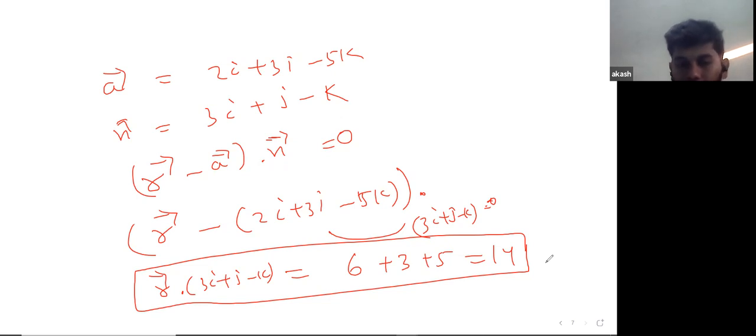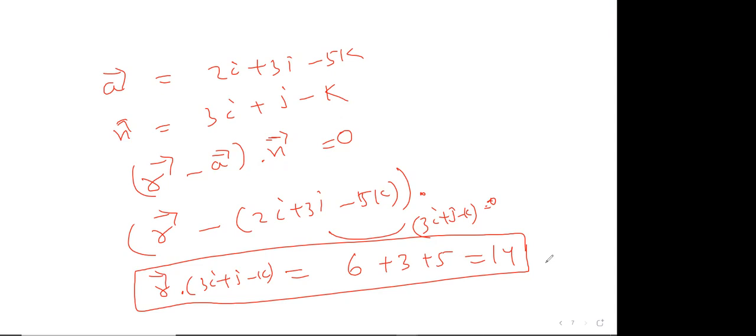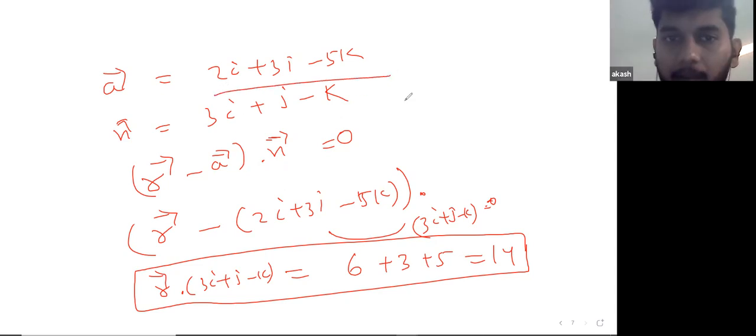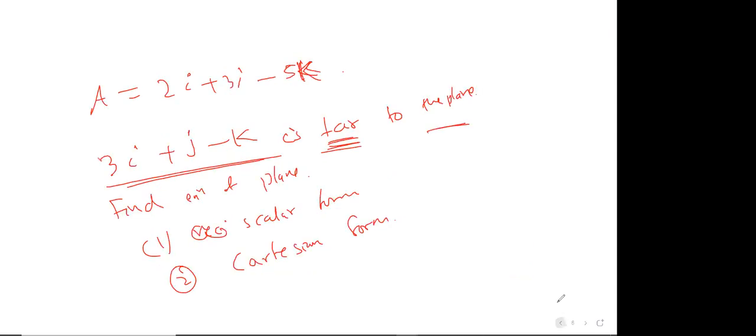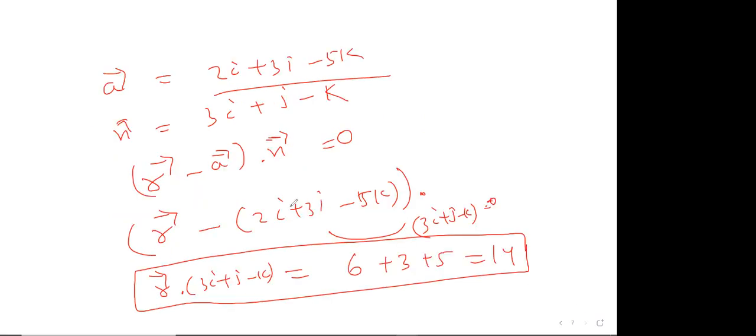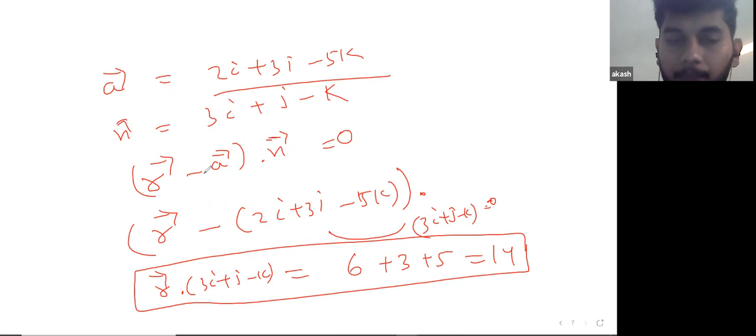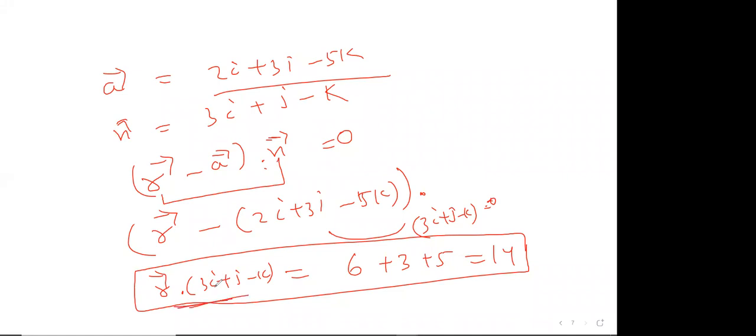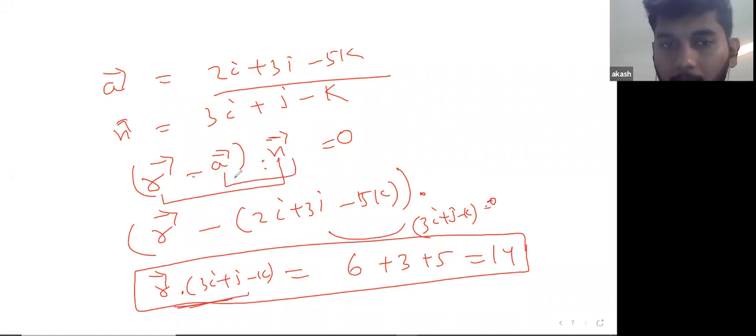So how did I get A? See, it was already given. A is the position of a point. I multiplied A with n. See, I opened this bracket. This is r dot n. I have written minus a dot n, and I took this a dot n to the other side. So this dot this: 3 into 2 is 6, 3 into 1 is 3, minus 5 into minus 1 is 5. You know how to find a dot product, right? Yes, sir.